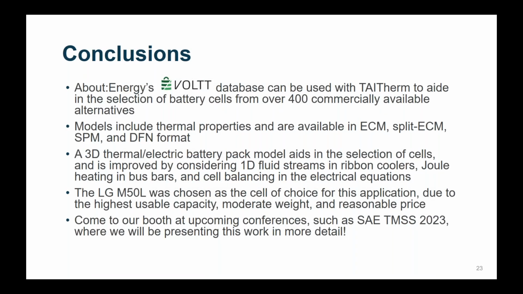So in conclusion, About Energy's Volt database can be used with TAITherm to aid in the selection of battery cells from over 400 commercially available alternatives. Those models can include thermal properties and are available in equivalent circuit models, split equivalent circuit models, single particle models, and Doyle-Fuller-Newman models. And we've shown that a 3D thermal electric battery pack model aids in the selection of cells, and that prediction is improved by considering 1D fluid streams in ribbon coolers, joule heating in bus bars, and cell balancing in the electrical equations.